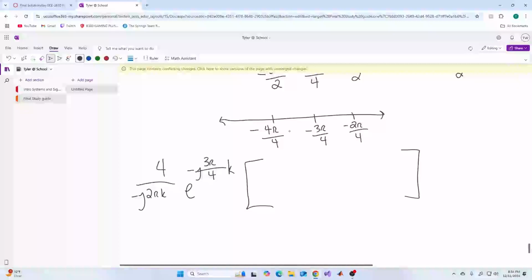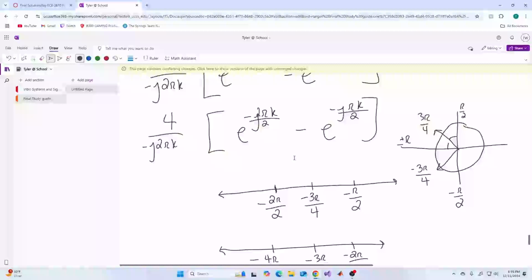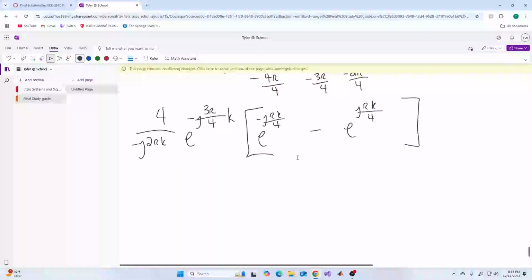Now, what times e to the negative j 3 pi divided by 4 gives me negative pi? And the answer to that would be e to the negative j pi k divided by 4. And then I'm going to have minus e to the j pi k divided by 4. Now, the next thing I need to do, let me double check this. Yep. The next thing we need to do is I'm going to distribute this negative in, and I'm going to rearrange it. So you'll see exactly what I'm talking about in 1 second.